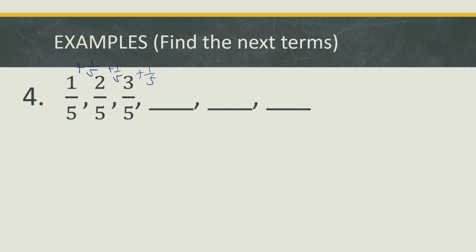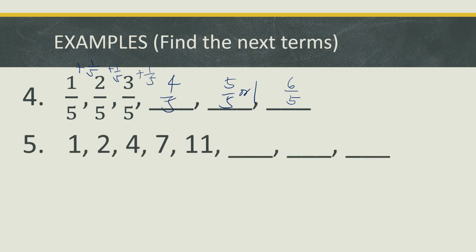Plus 1/5, we will have 4/5, followed by 5/5, I'm sorry, or 1. We can set it as 1 because 5 divided by 5 is 1, right? And then followed by 6/5. And those are the next 3 terms. Next, how about this example? We have 1 followed by 2, followed by 4, 7, and then 11.